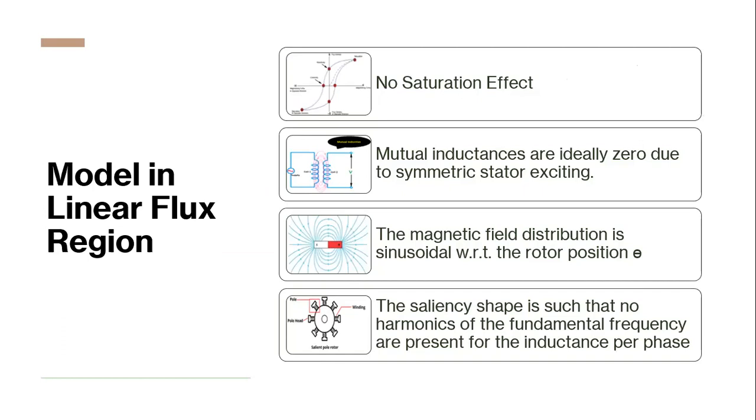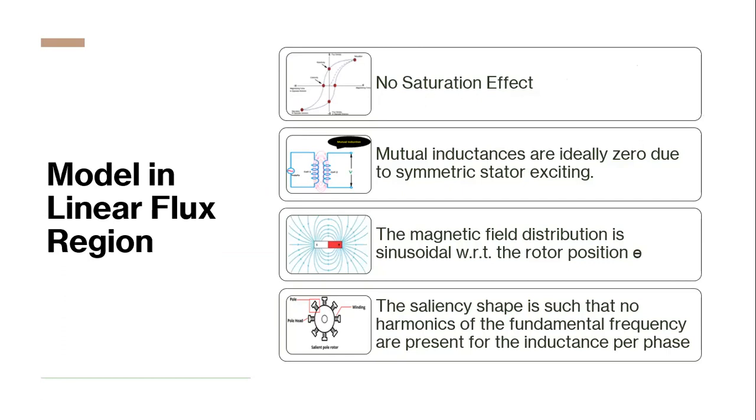Okay, whatever we were talking about previously, there is a modeling, linear flux modeling. So modeling of the motor is based on the sum of the choice, there is the model of the linear flux region. We have to take four effects into account. First is the no saturation effect. Second is the mutual induction is ideally zero.